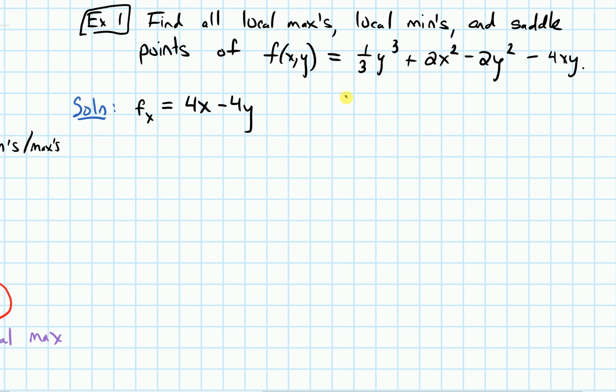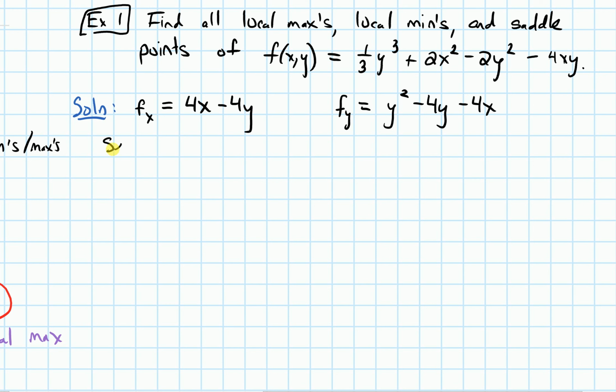Let's also do the partial with respect to y. So the partial of the first term would be y squared. The next term would be 0, because we treat x as a constant now. The next term would be negative 4y. And then when I take the partial of negative 4xy, that'll be minus 4x.